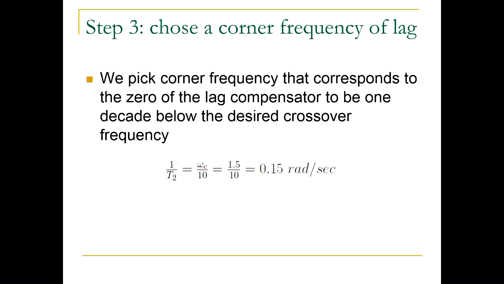All right, so what we do is we pick the corner frequency that corresponds to the 0 of the lag compensator to be 1 decade below the desired crossover. Since we said the desired crossover is 1.5, that's what we set out to achieve. Then I will put the corner frequency, which is 1 over T2, that's the corner frequency for the lag part, at 1 decade below. So 0.15 radians per second is what I need to achieve.